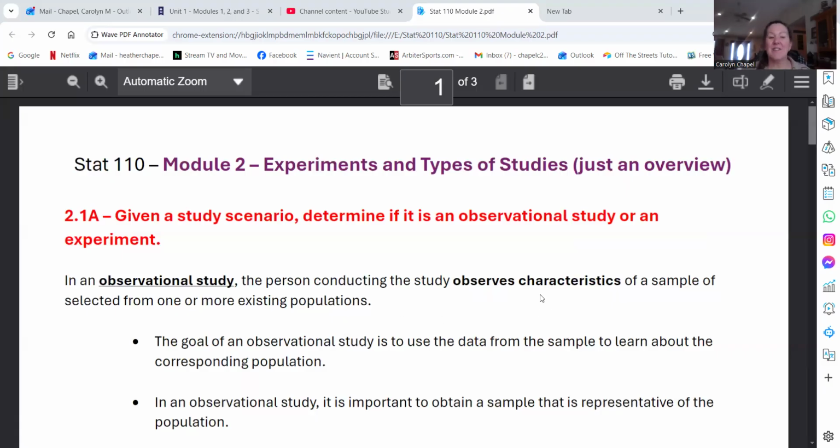So again, just a really quick overview of experiments and different types of studies and some of the terminology that goes with them.